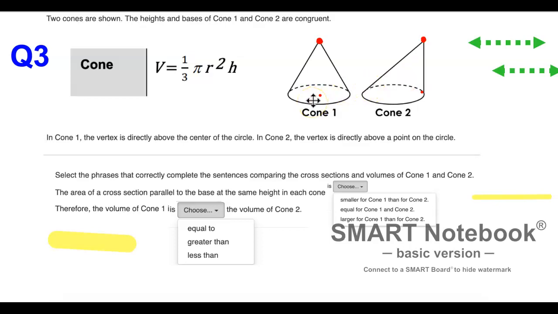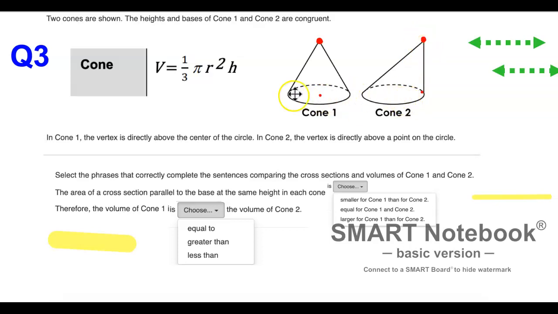So far we know cone 1 and cone 2 have the same height because it says the heights are congruent, and we know they have the same base because it says the bases are congruent. Now in cone 1, our vertex, which is this point right here, is directly above the center of the circle. And in cone 2, the vertex, which is this point right here, is directly above a point on the circle.